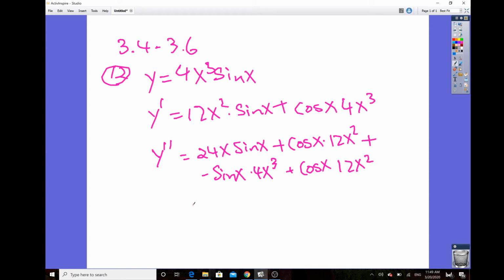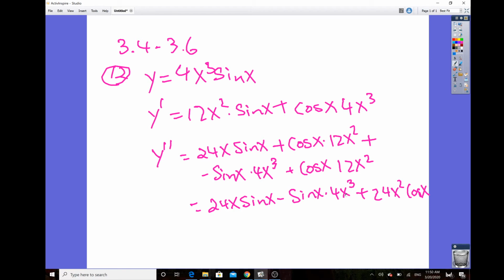So from here, anything that you find that is similar, you can combine. So 24x sine x, I just want to group that with the sine x here. So sine x times 4x to the power of 3. And then, as you may notice, cosine x, 12x squared, cosine x, 12x squared. So this one is considered the exact same term. If that's the exact same term, we can basically just combine them. So that turns out to be 2 cosine of x times 12x squared. So it's 24x squared, and then cosine of x.